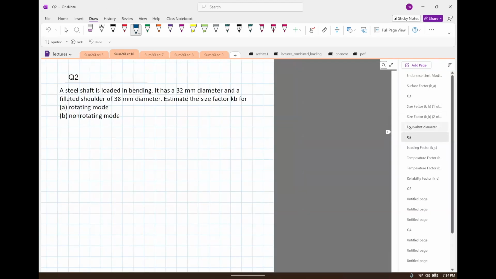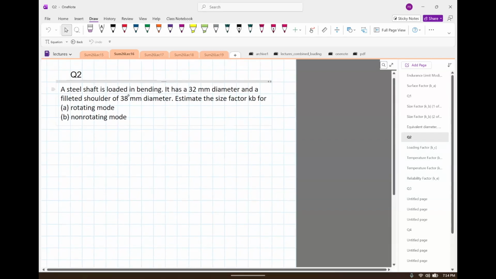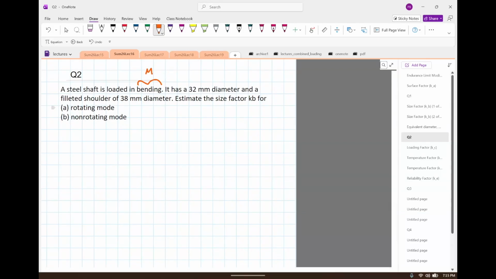Okay, so I think the best way to illustrate this is to actually do a problem involving a rotating and non-rotating specimen, and that will make it clear how to use these formulas. So here's a problem for KB. A steel shaft is loaded in bending. Okay, so this is M. It has a 32 mm diameter and a filleted shoulder of 38 mm diameter. Estimate the size factor KB for rotating mode, non-rotating mode.